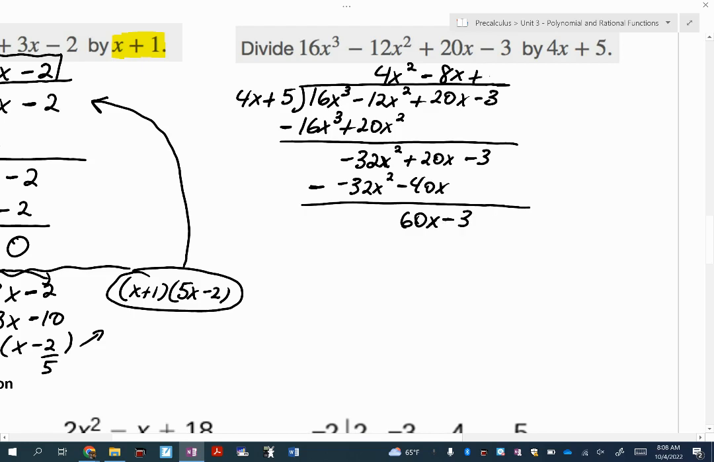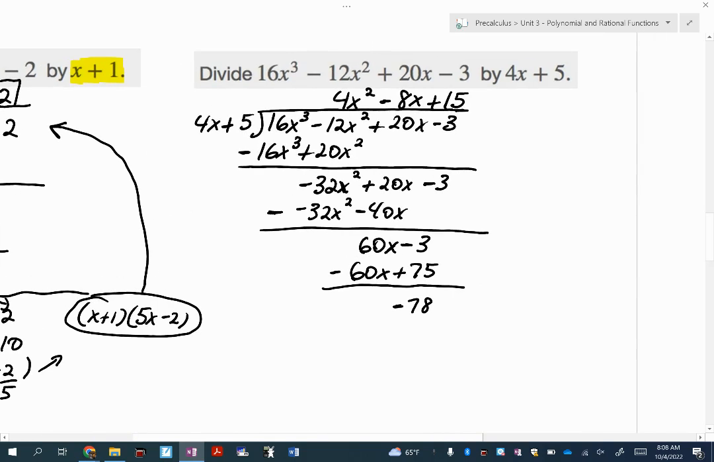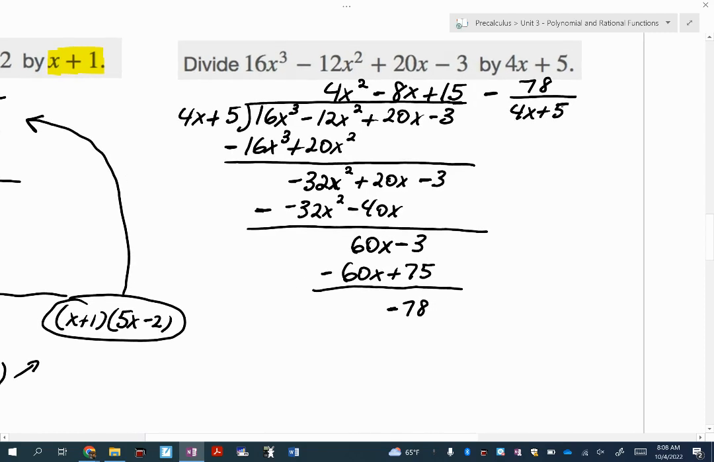And then that's going to be plus 15. 15 times 4x is going to be 60x. 15 times 5 is 75. Subtract. You get negative 3 minus 75, which is negative 78. Remember, that's the remainder. We write that as minus 78 over the divisor of 4x plus 5. So that's my quotient, my answer for this first one. You notice I did not get 0. So my dividend divided by 4x plus 5 is not going to say that those two are factors, because I didn't get 0.